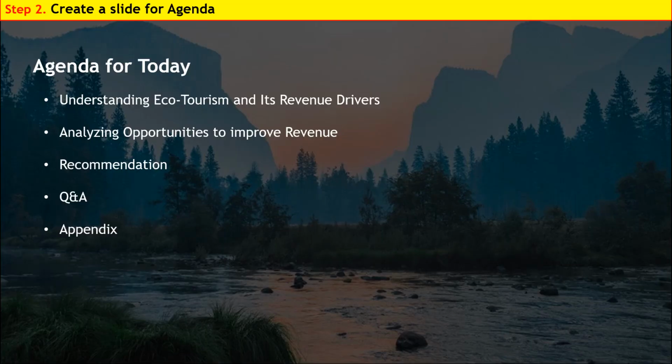Now step 2 is creating the agenda slide. So the agenda for this PPT is like understanding ecotourism and revenue drivers, then analyzing the opportunities in detail, recommendation, Q&A, and finally the appendix. So the agenda here gives a structure to your entire PPT. We can also call it a table of content if the presentation is for offline read.